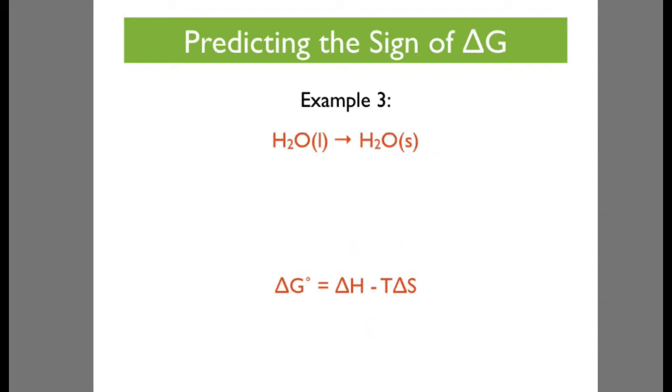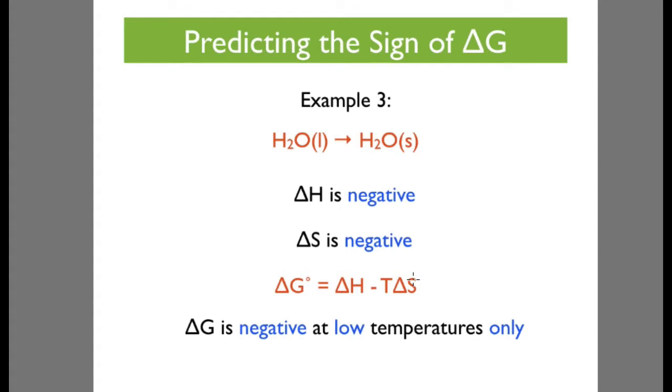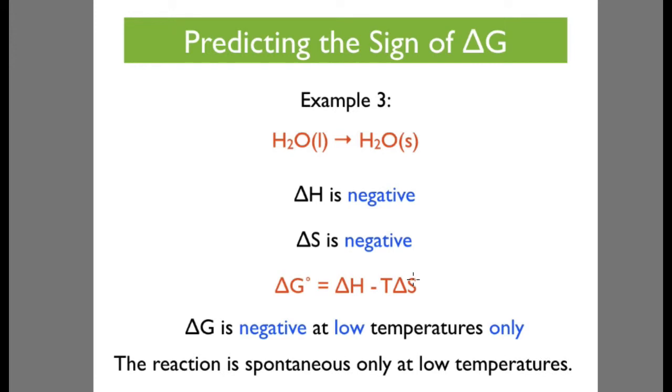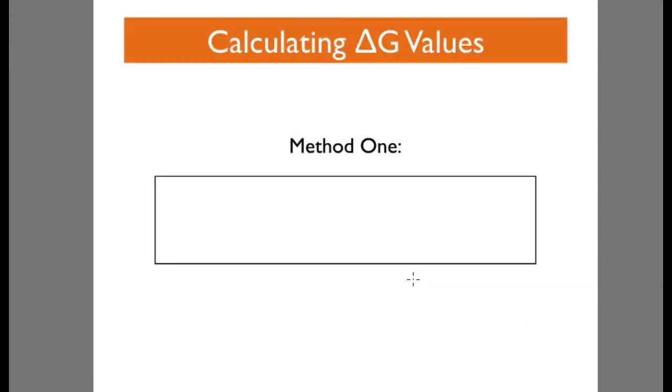Example 3, we've got condensation. The enthalpy change is negative. The entropy change is negative also, because you're going from more disorder to less disorder. We put those in, a negative delta H and a negative delta S. That's going to be a negative and a positive, so it will depend on the temperature, won't it? So the change in Gibbs energy is negative only at low temperatures. The reaction is spontaneous only at low temperatures.